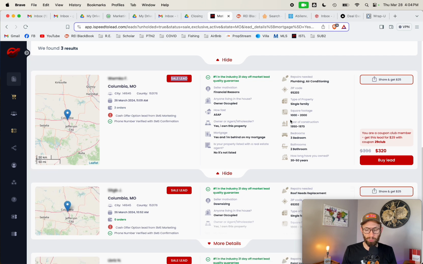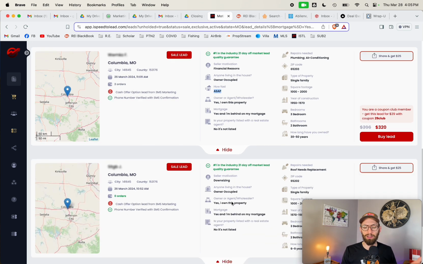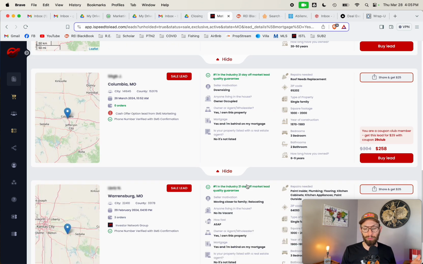But check this out. Here's what I like about this lead. They're selling for financial reasons. It is owner occupied. I do like that they want to sell ASAP because they have an option. They could also say, I want to sell in the next 1 month, 2 months, 3 months.